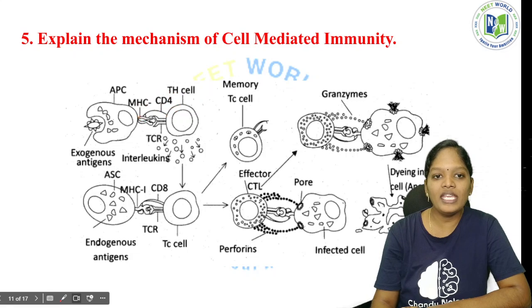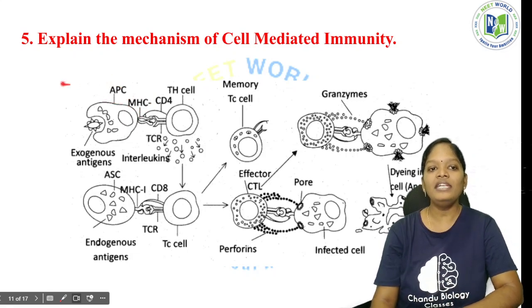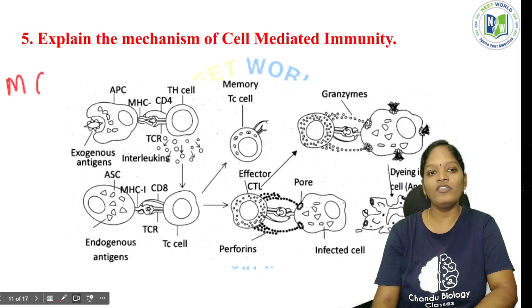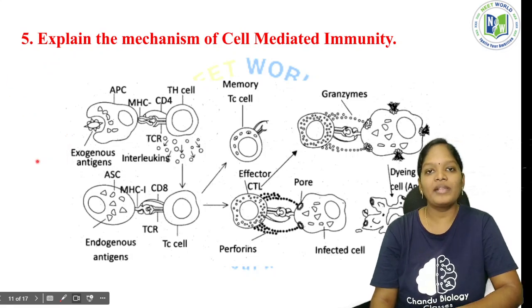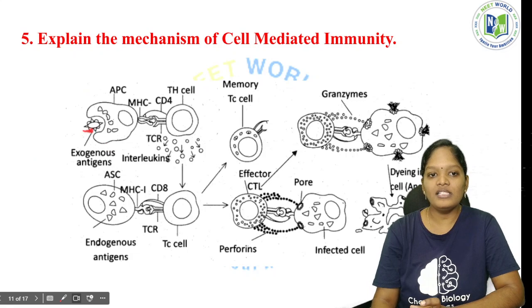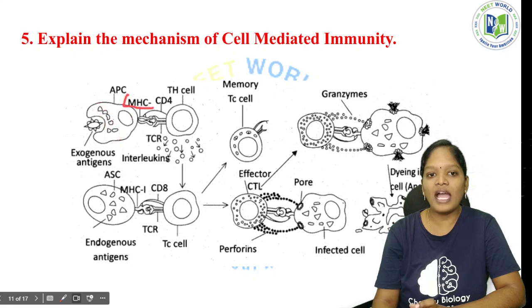See here, there is also a major histocompatibility complex, that is MHC molecules, and this APC is nothing but an antigen presenting cell. Antigen presenting cells are macrophages and dendritic cells. So these are the cells we call antigen presenting cells. They break the antigen into fragments. These fragments are identified by the MHC molecules as non-self, and the T helper cell is going to activate.